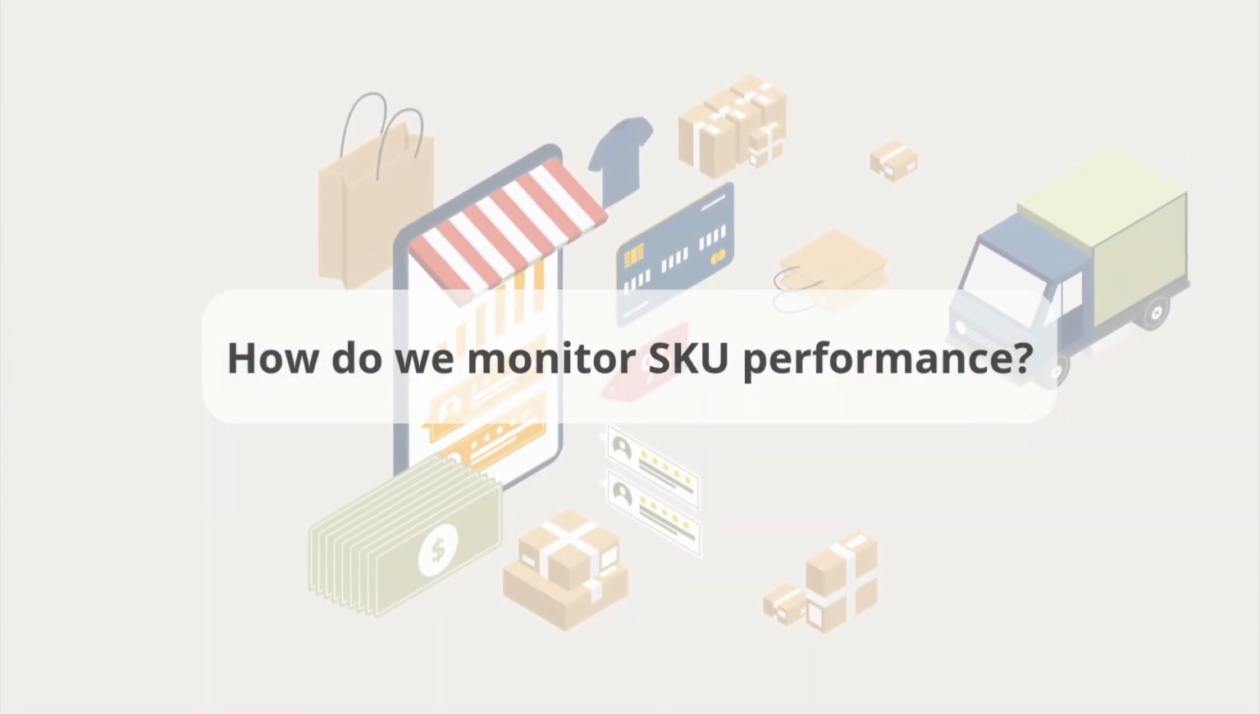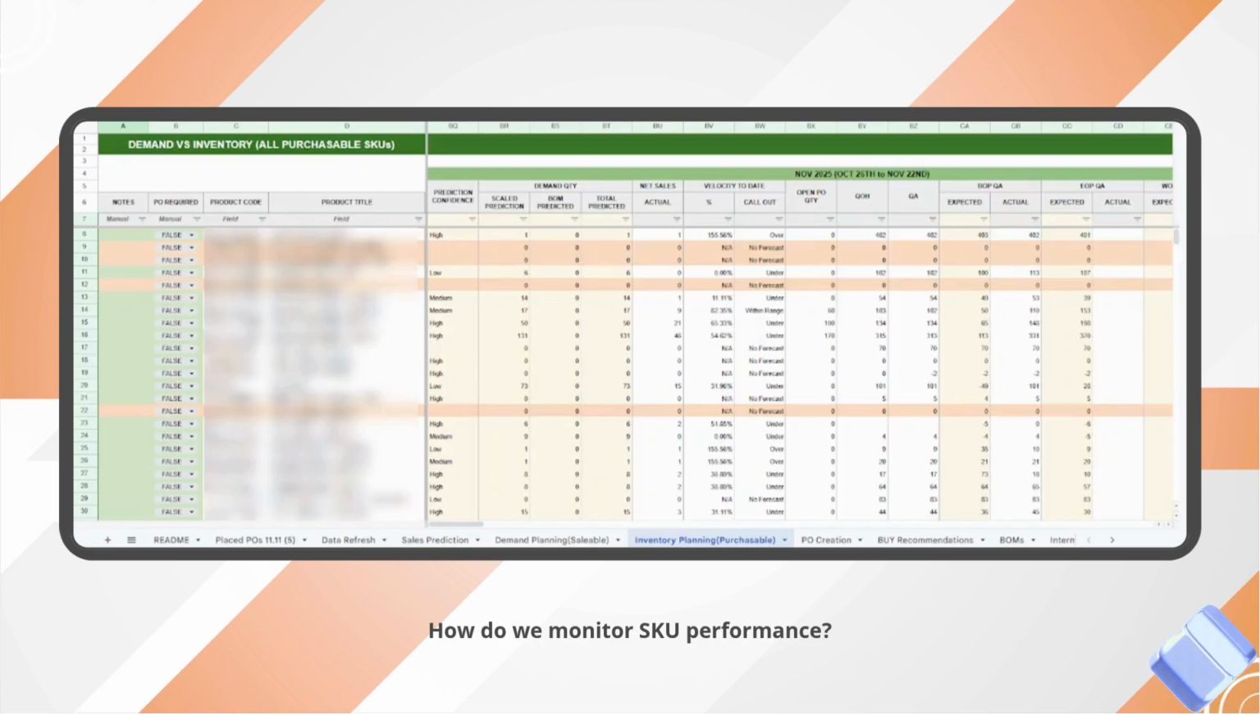How do we monitor SKU performance? Sales velocity compares actual sales to the monthly forecast and flags SKUs as underperforming, on target, or overperforming. Flags appear in the planner and suggest actions. Investigate, pause replenishment, or accelerate orders.